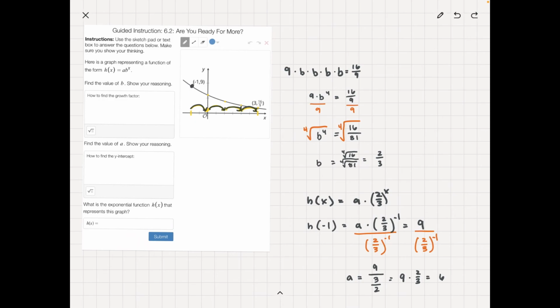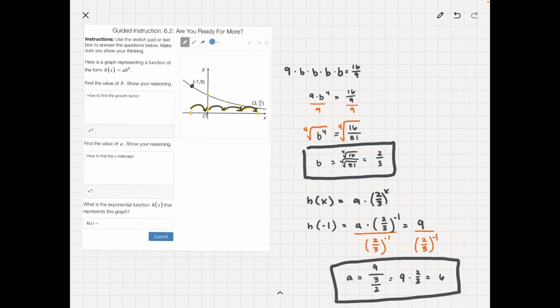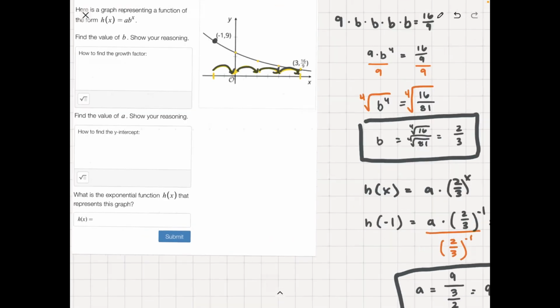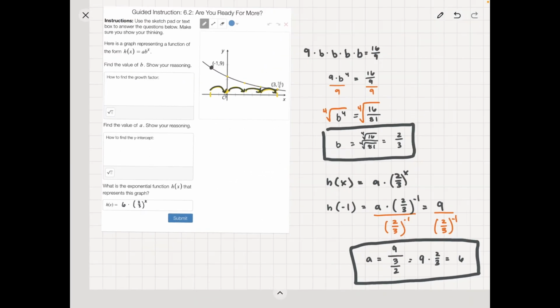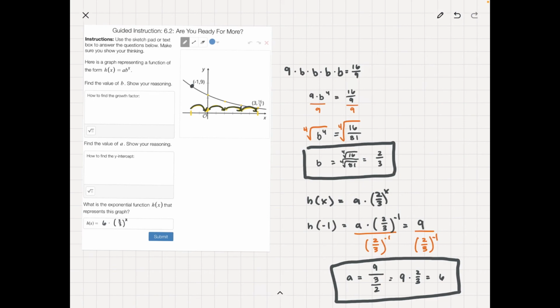All right, so I found b is 2/3, and I found a is 6. So now I can write my equation. So my equation, let's go ahead and plug this in here. My equation is a, which is 6, times b, which was 2/3, raised to the x power. And there is my function for this exponential graph.